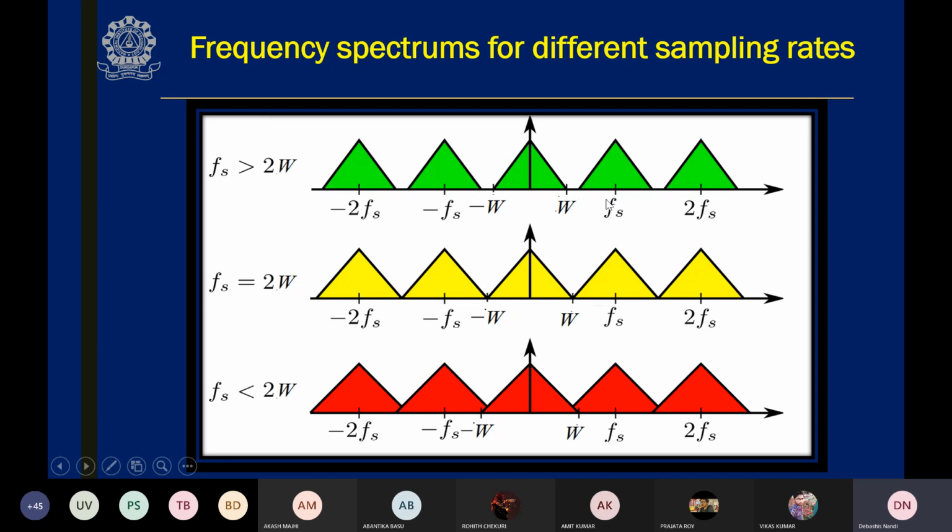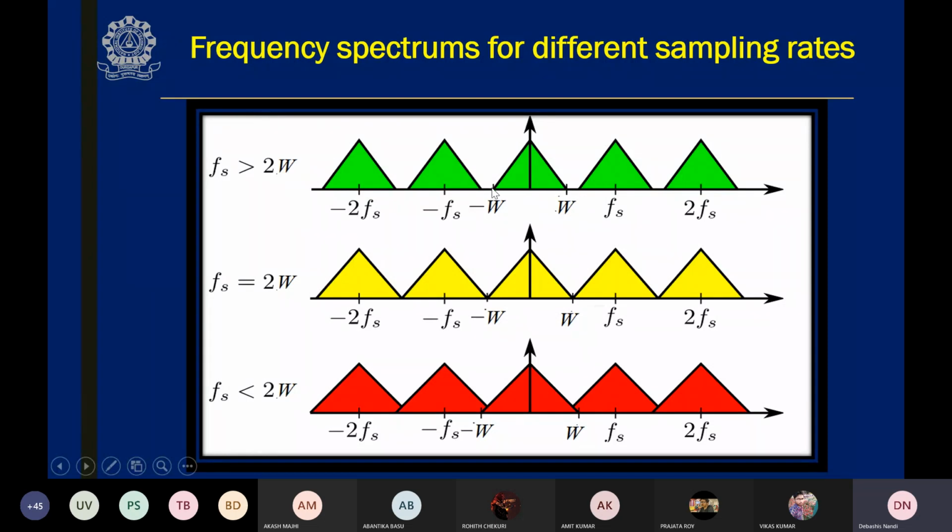From here to here is W and from this point to this point is W. So W plus the guard band is equal to Fs, that means Fs is greater than twice W. So when Fs is greater than twice W, you get some guard band between two successive bands.